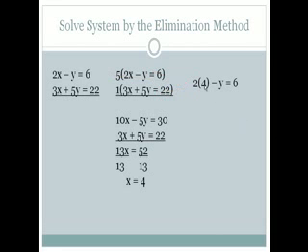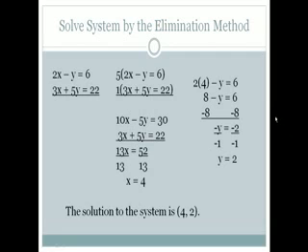I've put the 4 in place of the x, so let's multiply. 8 minus y equals 6. We need to subtract 8 on both sides. It is positive, there's no sign in front. So now we have negative y equals negative 2. Divide both sides by negative 1, and y equals positive 2. Our answer needs to be written as an ordered pair, so the solution to this system is 4, 2. Okay.